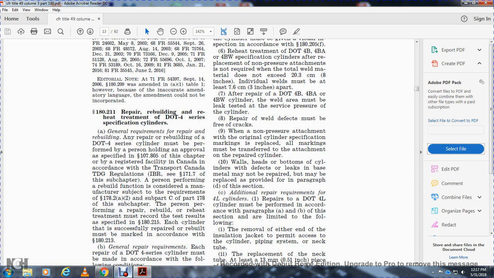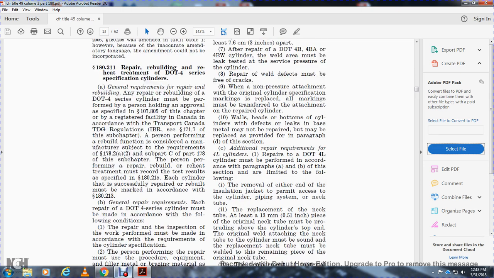107.805 of the subchapter, registered with the facility, according to the transportation of dangerous goods. The person performing the rebuild is considered the manufacturer, subject to the requirements of 178.2 and subpart C of part 178. The person performing the repair, rebuild or reheat treatment must record the test results specified in 180.215. Each cylinder successfully repaired or rebuilt must be marked in accordance with 180.213.